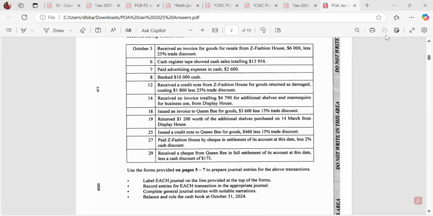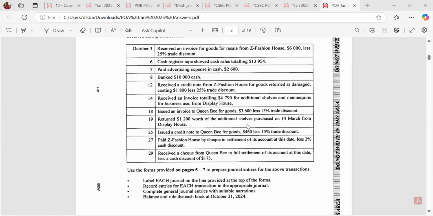The 19th. Return the 1,200 worth of additional shelves purchased on the 14th of March from Display House. So you return inwards and return outwards journals, they record goods that are being returned, not fixed assets. So where would this transaction go? In the general journal again, right?